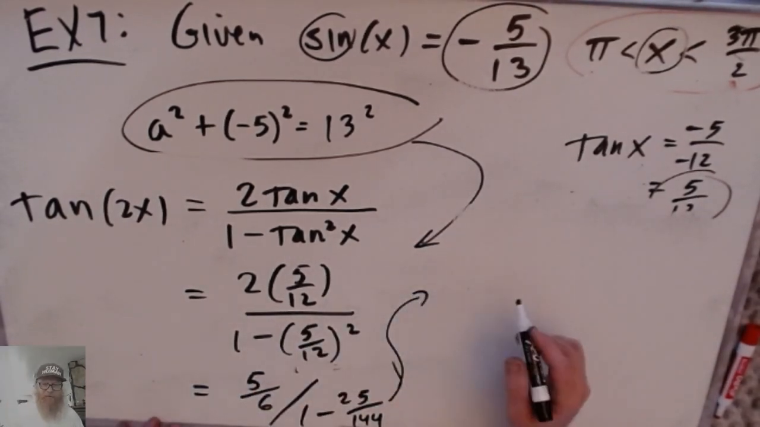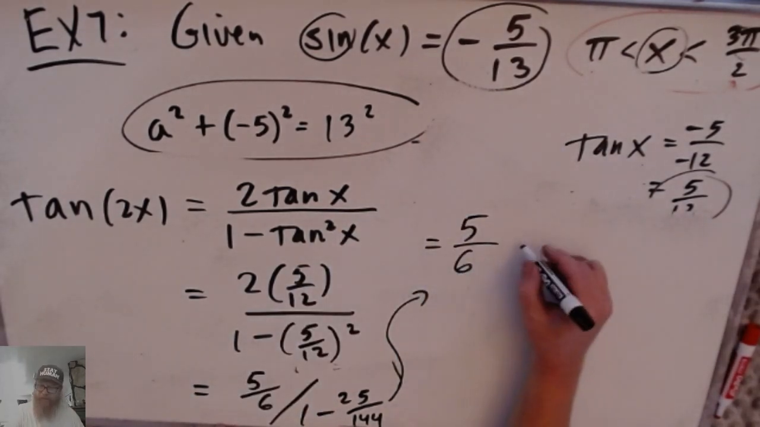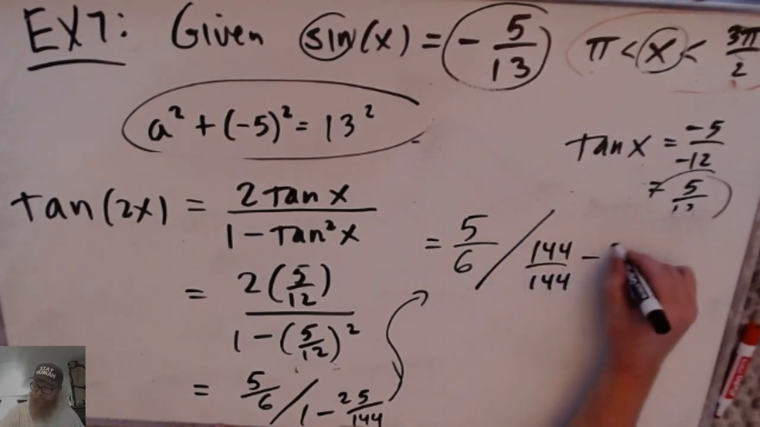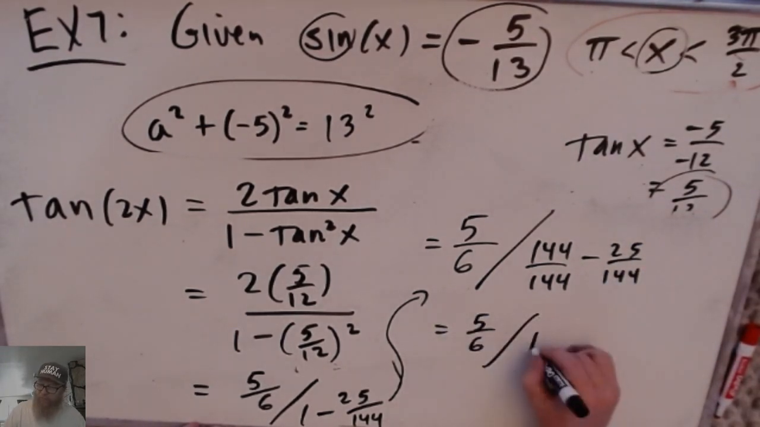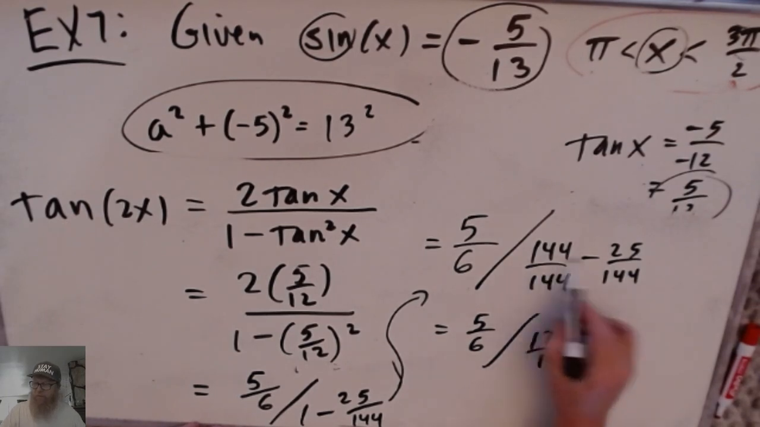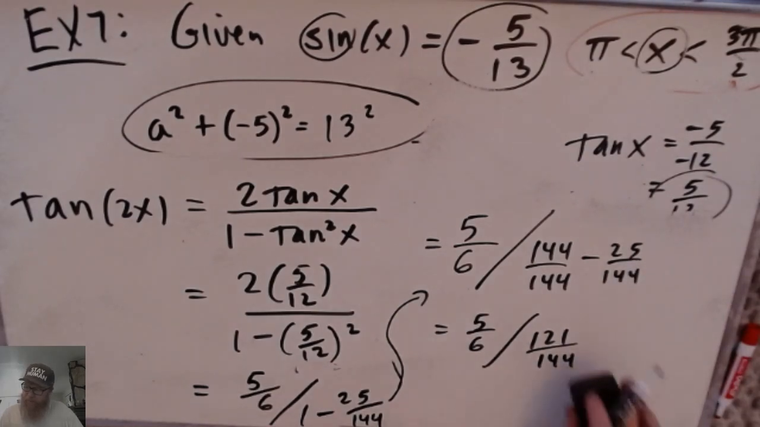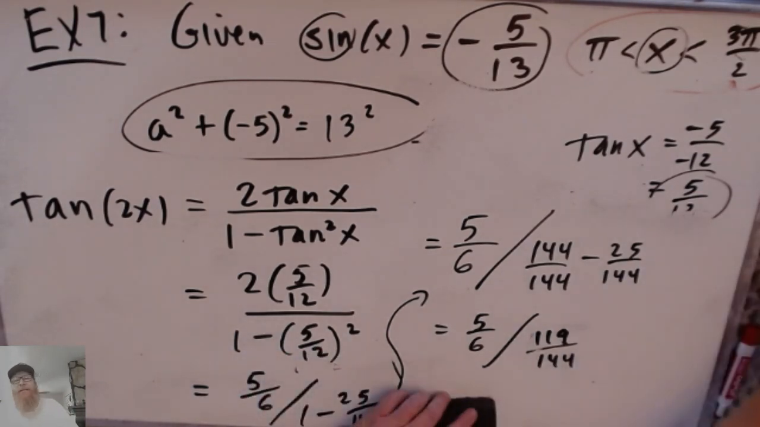I know there's a lot of arrows here to follow. So now we're at 5/6 over 144/144 minus 25/144. 144 minus 25. Oh, it's not 121. What is it? 119? I feel silly having to do this. My brain is tired. Yeah, 119. I just didn't trust myself.